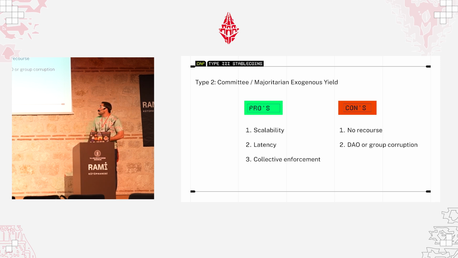The cons, again, there's no recourse. So if something happens and something goes wrong, there's very little an individual can do in that regard. And the second is DAO or group corruption. So humans are fallible. They're prone to conflict of interest. If there's an external party that really wants access to a DAO, they can just go ahead and bribe the delegates within it. So people are fallible. And so what can we do from here?